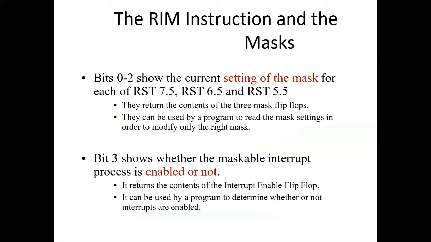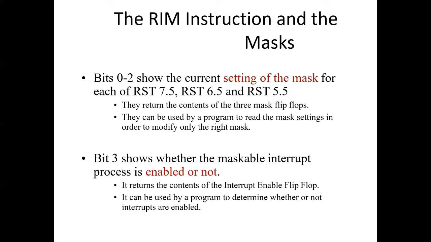Bit 0 to 2 shows the current setting of the mask for each of RST 7.5, RST 6.5 and RST 5.5. They return the contents of the 3 mask flip-flops. They can be used by a program to read the mask settings in order to modify only the right mask.